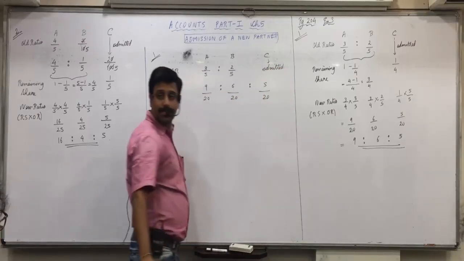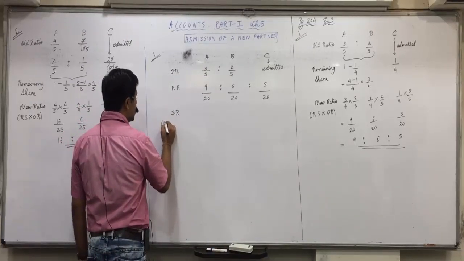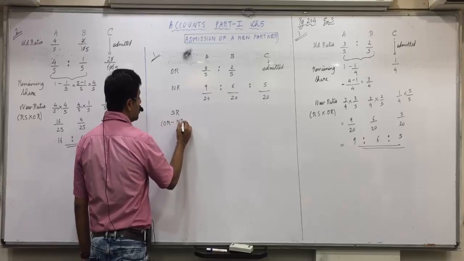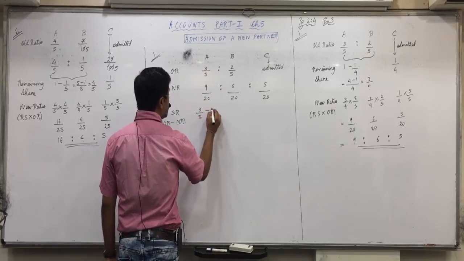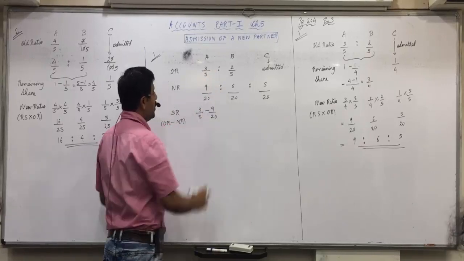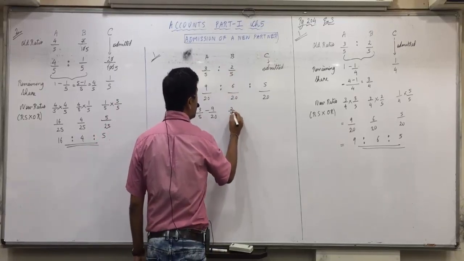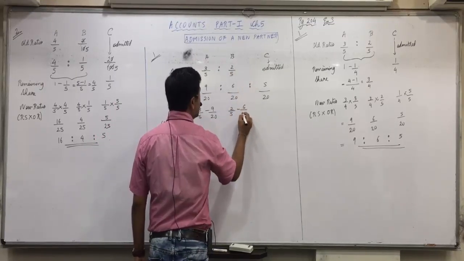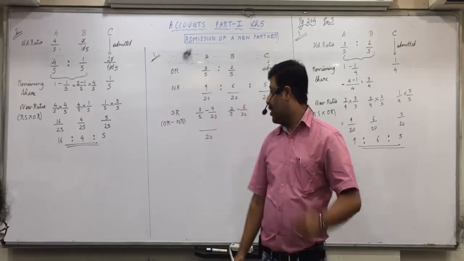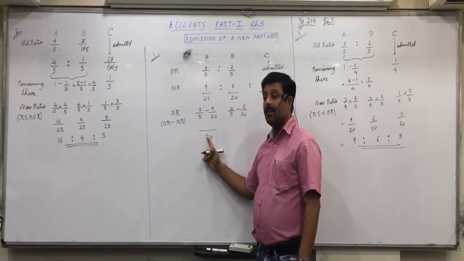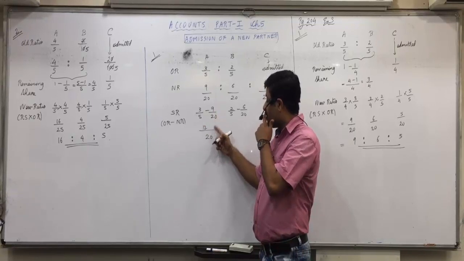Are you all clear with this? We studied in chapter 4 that sacrifice ratio is old share minus new share. Old share of A 3/5 minus new share 9/20. Old minus new. For B also, 2/5 minus new 6/20. Now 5 and 20, LCM is 20. 5 into how much is 20? So 3 into 4. 9 in 20, 20 into how much is 20? So 9 into 1.